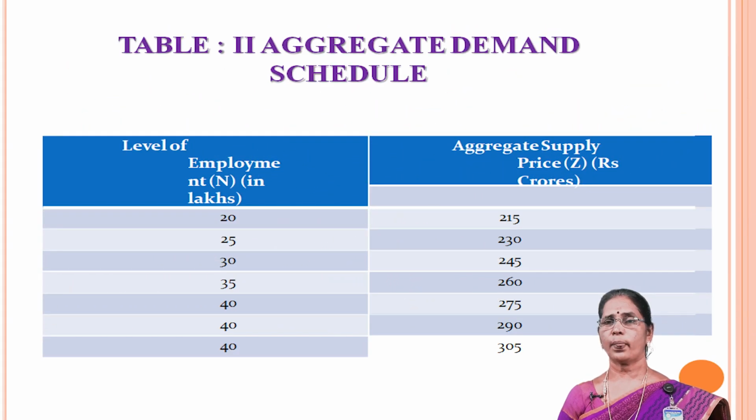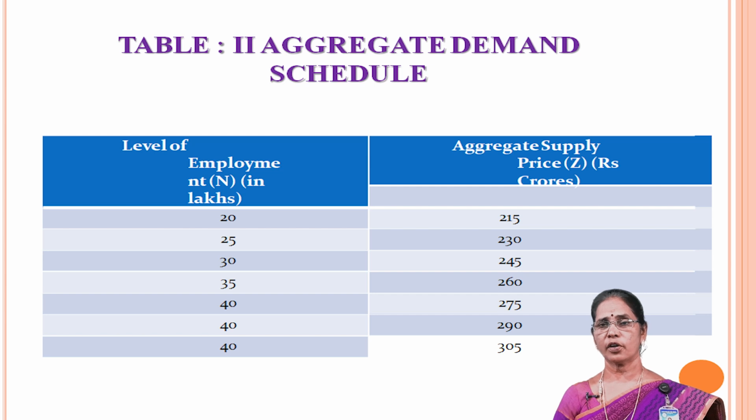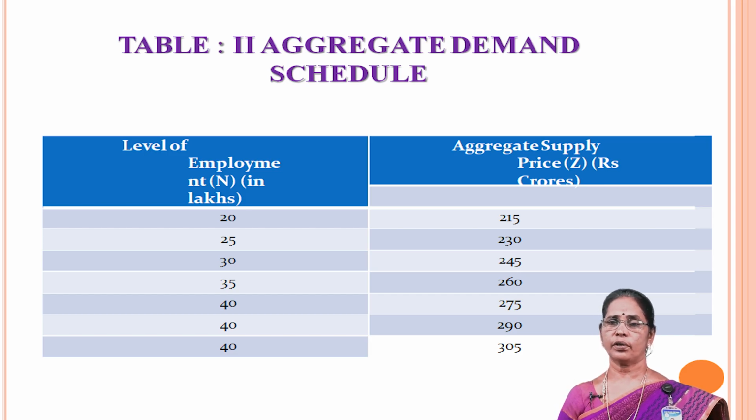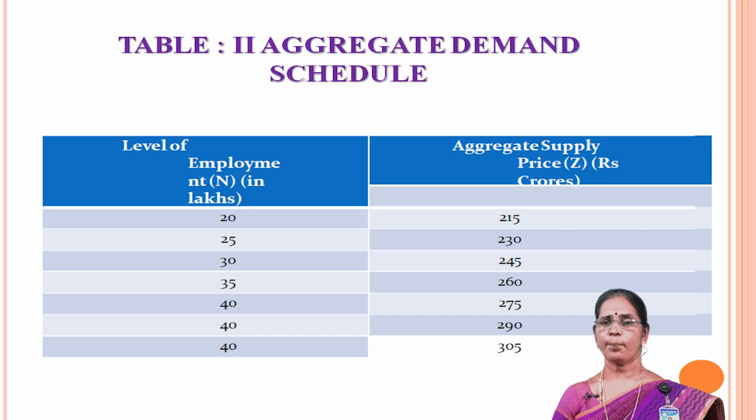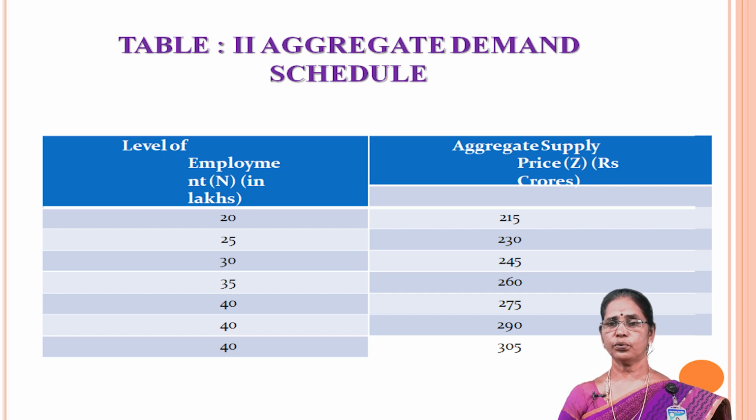Here we have to see the aggregate supply schedule. Here we have to take two components. One is level of employment in lakhs. Another one is aggregate supply price in crores. In this schedule, the level of employment is increased from 20, 25, 30, 35, 40, 40, 40. The level of employment is increased from 20 to 40. After two stages, the level of employment is maintained at a constant level, that is 40 lakhs.